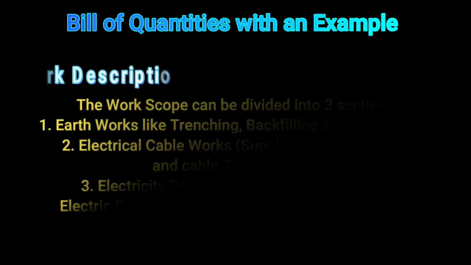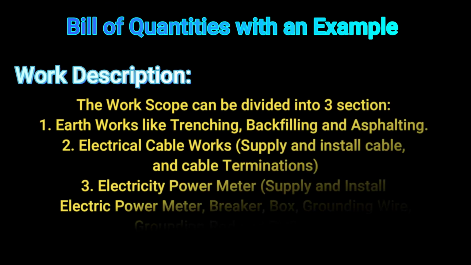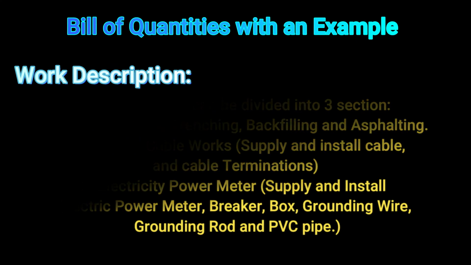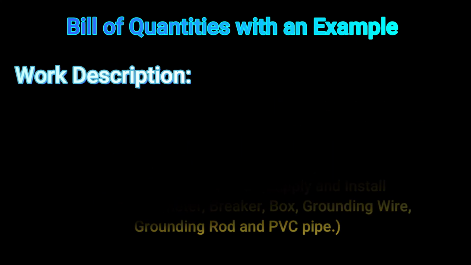The work scope can be divided into three sections. First, earthworks like trenching, backfilling and asphalting. Second, electrical cable works, supply and install electrical cable and cable terminations. Third, electricity power meter, supply and install electric power meter, breaker, box, grounding wire, grounding rod and PVC pipe.